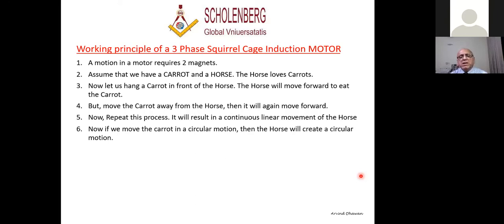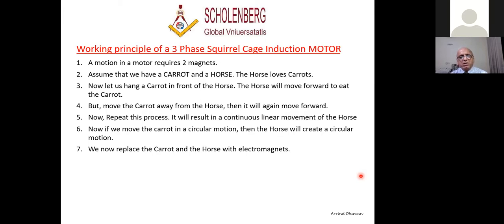Now suppose we move this carrot in a circular motion. Then the horse will also move in a circular motion. The horse will always try to get hold of the carrot, but he will fail to get hold of the carrot, right? And the horse will create a circular motion.